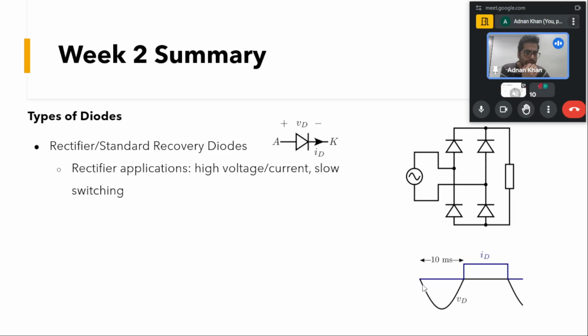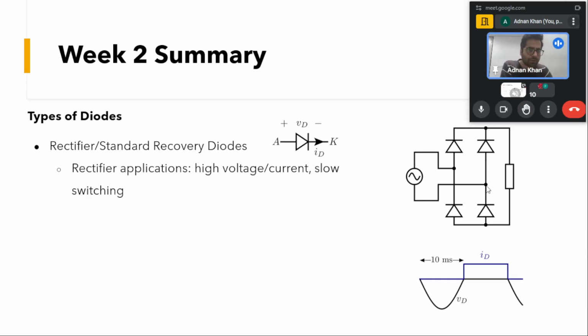That will be a sinusoidal voltage across it, and the diode will be turned off for the half cycle, that is 10 milliseconds. In the rectifier circuit, we don't have to switch these diodes very fast. They have to turn on only once in every fundamental cycle.